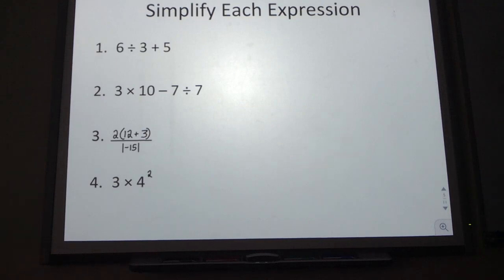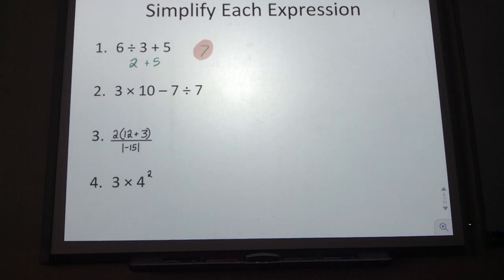So let's look at this first one. So what comes first? Do we have parentheses? Any parentheses? Nope. Do we have exponents? Okay. What's after exponents? Division or multiplication, from left to right. So we're going to do the division first here. So that's a 2. And then the plus 5 just comes down with it. So we've got our answer there of 2 plus 5.